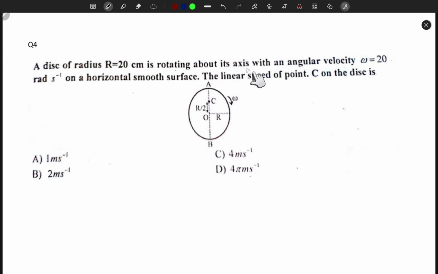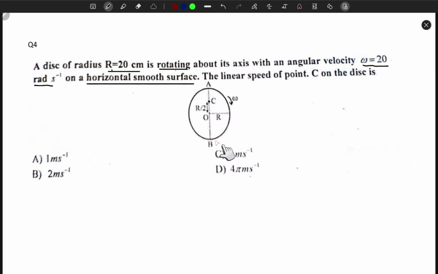rotating about its axis with an angular velocity omega equals 20 radians per second. So let's just highlight what we are given. So this is the radius of the disk, and it's rotating about its axis, obviously, and the angular velocity with which it's rotating is 20 radians per second. Now it's rotating on a horizontal smooth surface. Now we have that the linear speed of the point C on the disk is what?